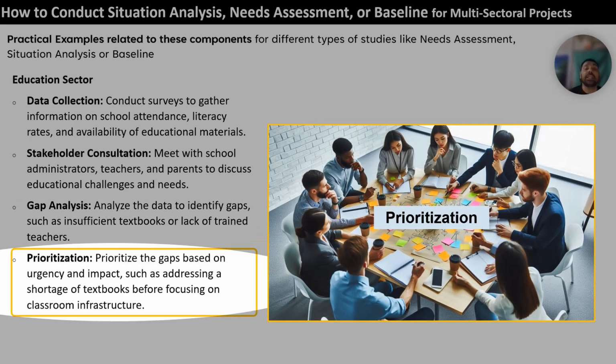The next component is prioritization. So in education sector, this component could be to prioritize the gaps based on urgency and impact, such as addressing shortage of textbooks before focusing on classroom infrastructure.